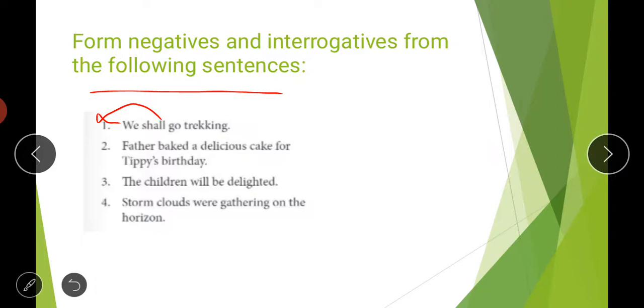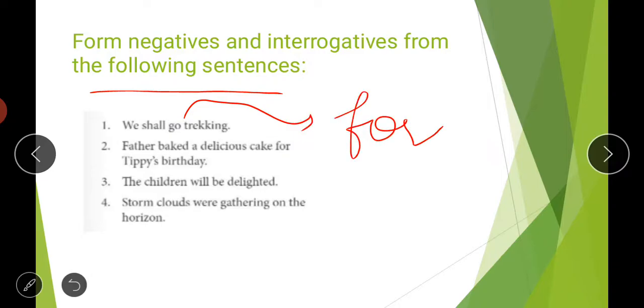So in this sentence, we shall go trekking. Go for trekking. Sorry students, for is missing here. We shall go for trekking. So how will you make an interrogative sentence? Simply write shall at the starting of the sentence: shall we go for trekking? And if you want to make it negative, we shall not go for trekking. After shall you will use the word not. If you want to make a question, you will write shall at the starting of the sentence.